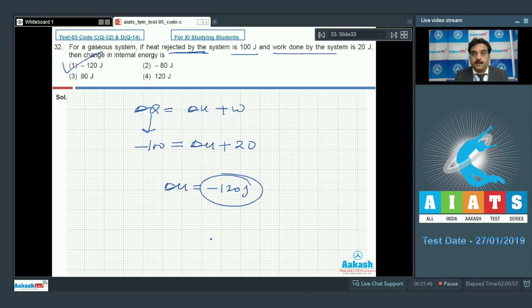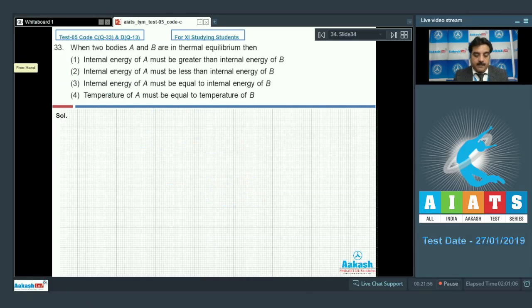So let's move on to question number 33. When two bodies A and B are in thermal equilibrium, before going to read the options, I would like to repeat: if two bodies are in thermal equilibrium, then both bodies are at the same temperature. If temperature is not going to change, then there will be no change in internal energy. So if I read option number 1, internal energy of A must be greater, no, false. Internal energy of A must be less than that of B, no. Internal energy of A must be equal to internal energy of B.